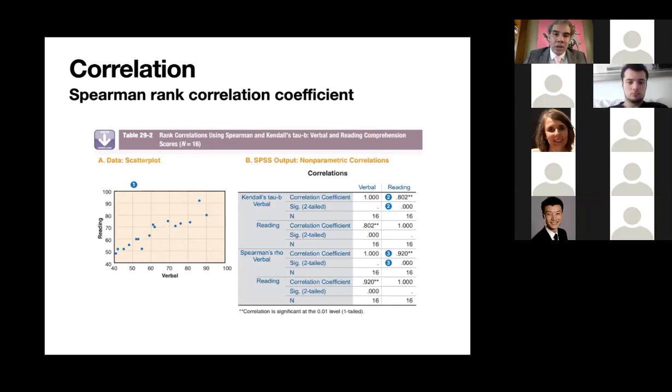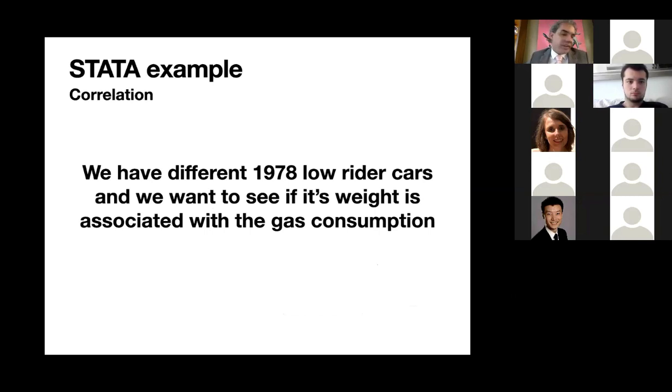Okay? Now, this is my last slide. We'll do a STATA example of correlations, okay? Here we have different 1978 lowrider cars, and we want to see if the weight of the car is associated with gas consumption, okay? So we'll go to STATA.